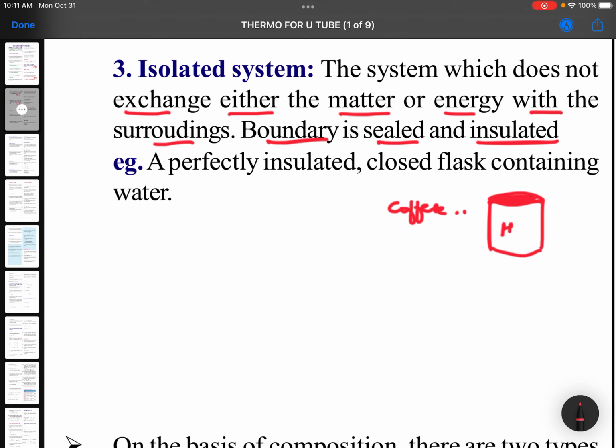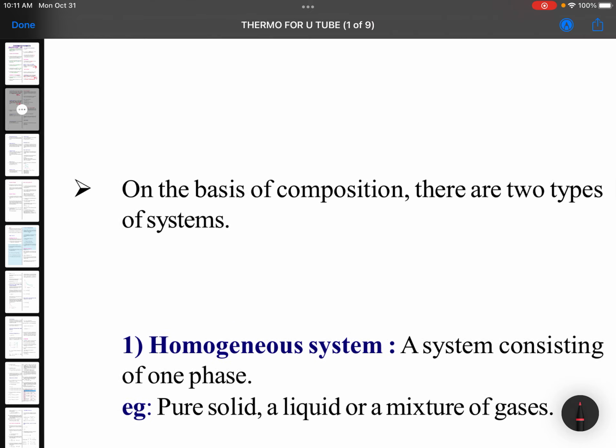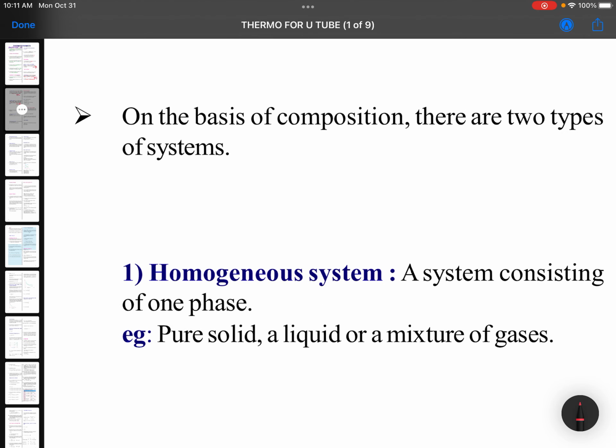In this case, if hot coffee is there, it will stay hot for 6 hours or 12 hours, based on the flask capacity. Until that time it is an isolated system, because heat changes are not there. Hot means hot only, cool means cool only. No heat changes, no matter changes. The boundary is sealed and insulated. On the basis of composition, there are two types of systems: homogeneous systems and heterogeneous systems.